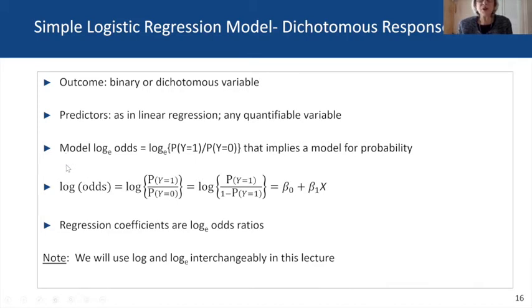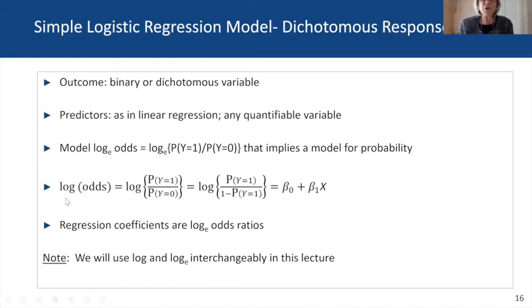For a simple logistic regression, we're modeling the log odds, and that is what implies a model for our probability. So the function of the expected y that we're using is not the average y or the expected y as we saw in linear regression. Rather, we're modeling the log odds, which is the log of the probability that y equals 1 divided by the probability that y equals 0. We're taking the log base e of that fraction.